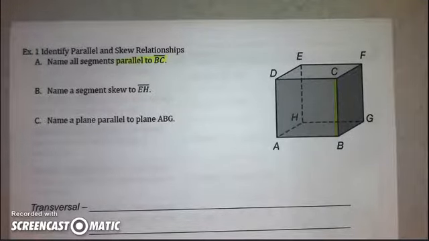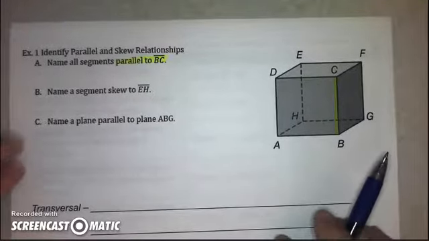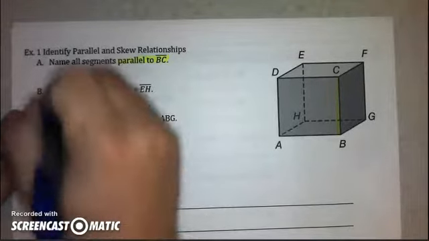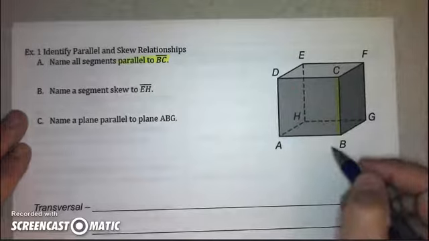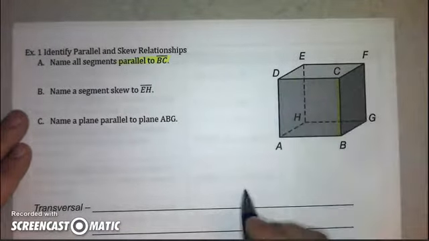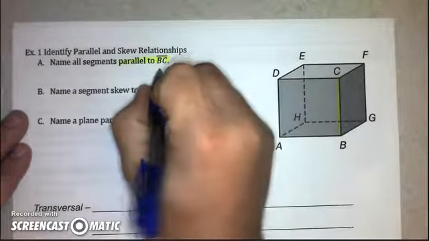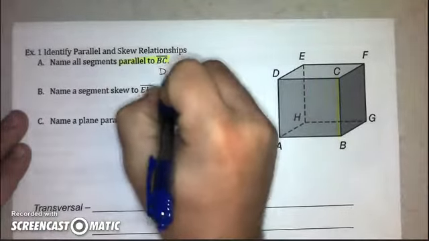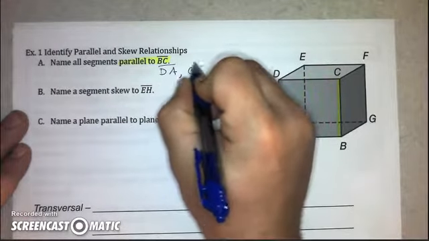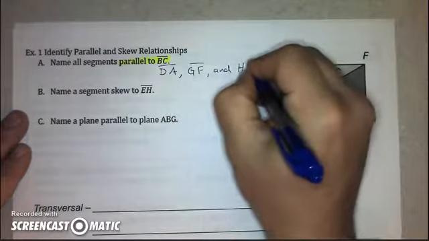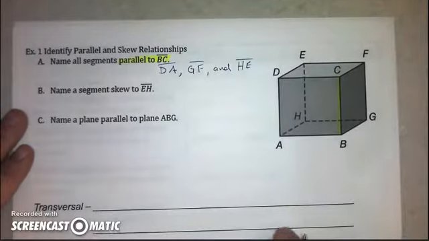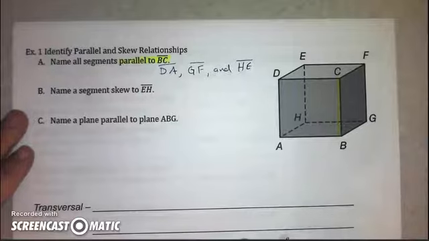Okay, I'm going to give you time. If you want to pause the video and try this on your own, that's fine. Otherwise, this is the list we should come up with. All right, we don't want to say BC again because I've already used that as my reference. Any of these other four sides would be parallel to BC. Segment DA, segment GF, and segment HE. And those are the four that are parallel to BC.